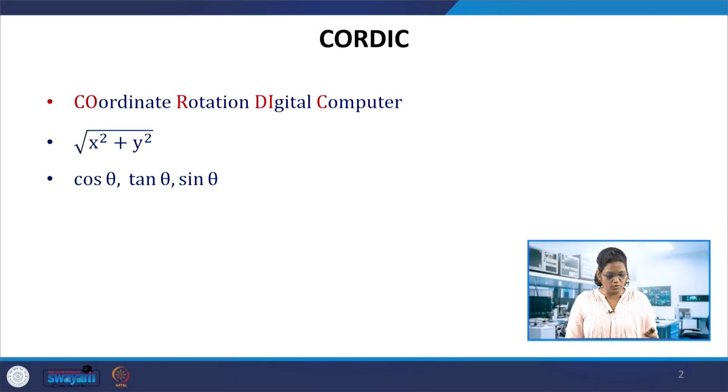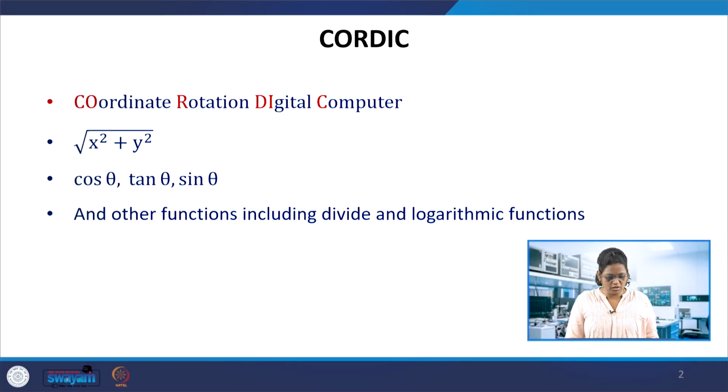So here, finding a square root in an FPGA for terms like the root of x square plus y square, the trigonometric functions, dividing two variables, and also the logarithmic functions can all be done through this Coordinate Rotation Digital Computer.